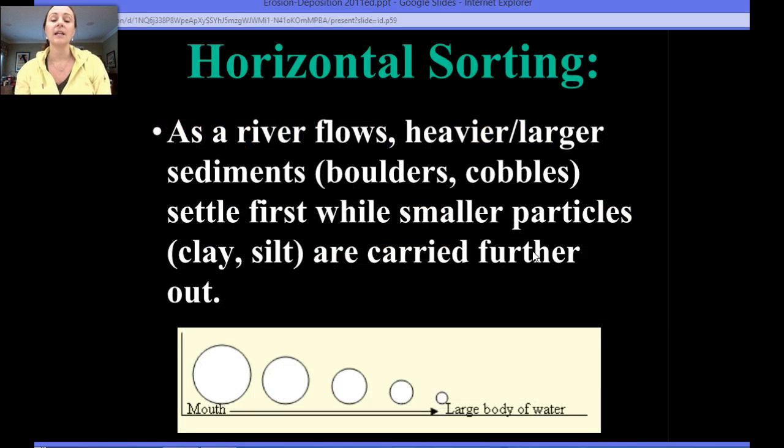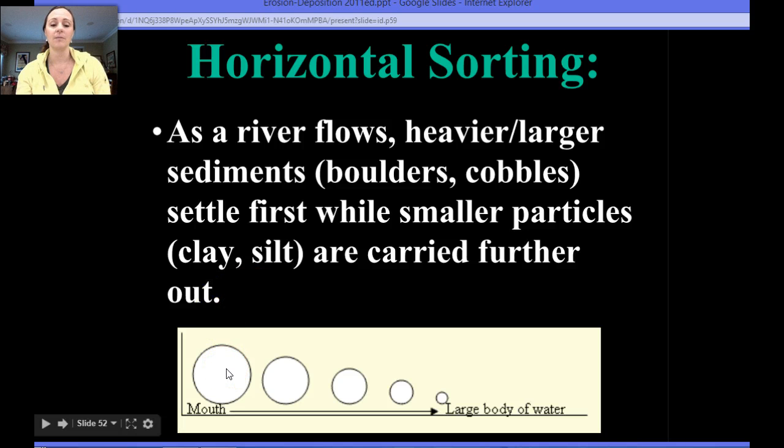That's known as sorting. Specifically, we have horizontal sorting, and that's literally as a river flows into a larger body of water, like a lake, and it will then deposit the larger sediments first, the boulders and the cobbles. As the stream continues on, even if it's moving at a slower velocity, it can carry smaller particles further down. So once the speed slows down, it will drop those smaller particles. So it actually ends up being sorted horizontally by size.